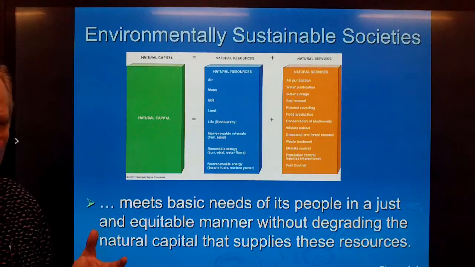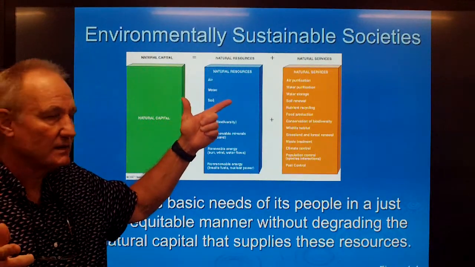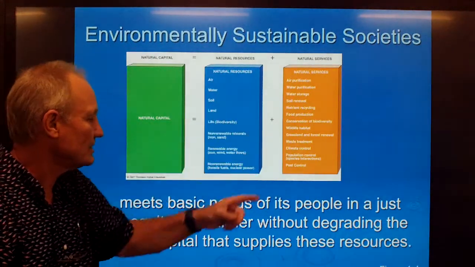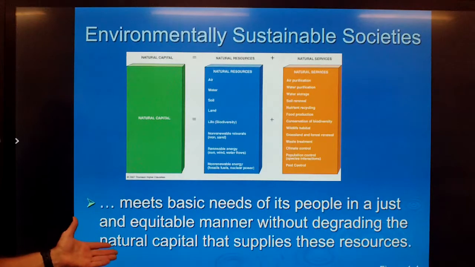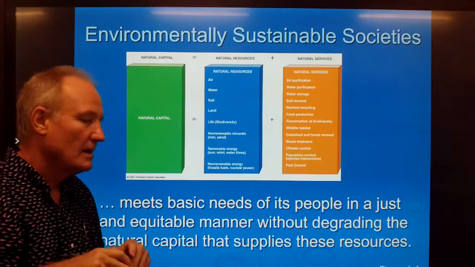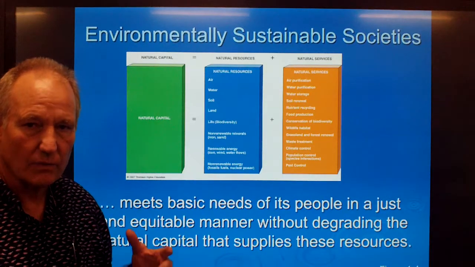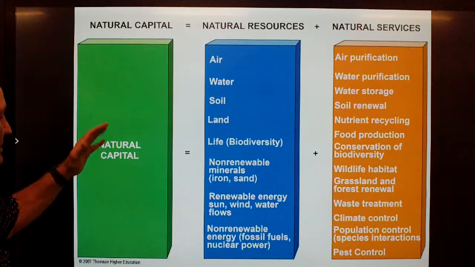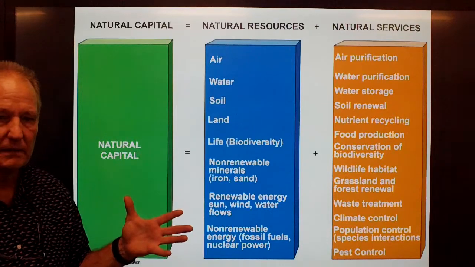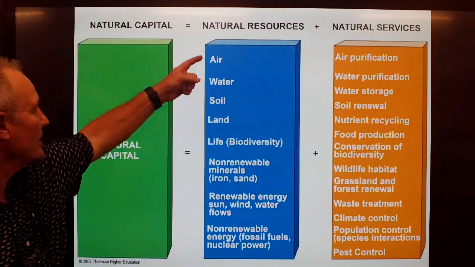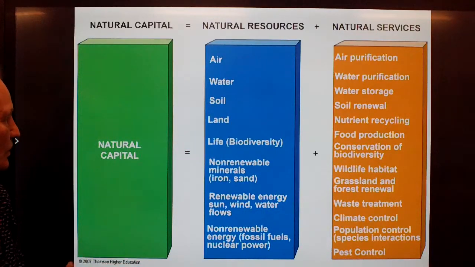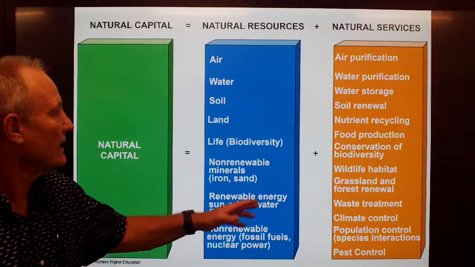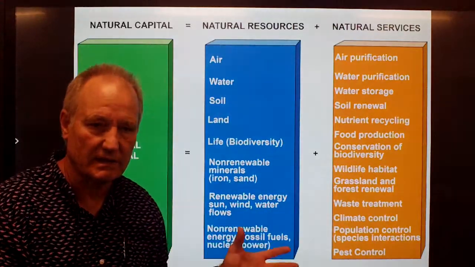So if we can figure out how to make environmentally sustainable societies, it's got to be based upon this kind of equation. Natural capital equals natural resources plus natural services. So the basic needs of its people, how can we meet everybody's basic needs without degrading the environment? And if we look at this a little closer, what does that really mean? So if here's natural capital, what goes into making up the Earth's resources, its capital? And those things are natural resources, all of these: water, air, soil, land, biodiversity, non-renewable stuff, renewable stuff. Okay, and the services. So what service does nature play for us?